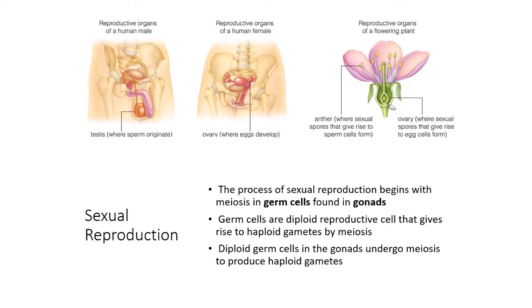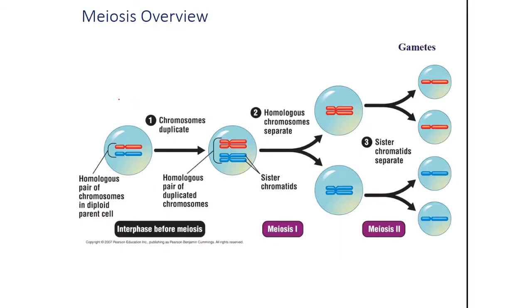So in the plants, the anther is the male reproductive organ. That's where the sperm is going to be produced, but we don't really call them sperm, right? We call them pollen. And over here, that's where the ovary is going to be. So plants can self-pollinate, self-fertilize rather, or it can rely on pollination to cross-fertilize. Here is an overview of meiosis.